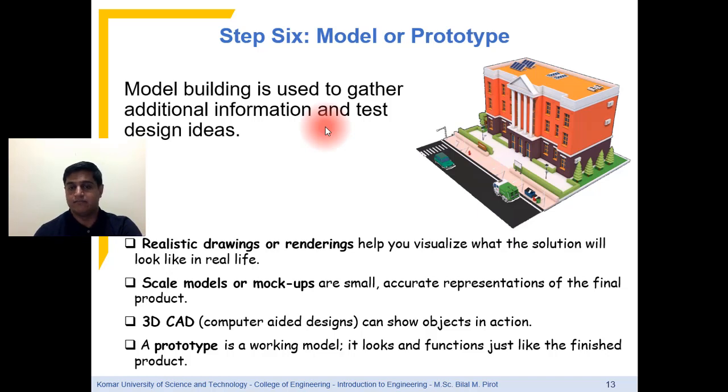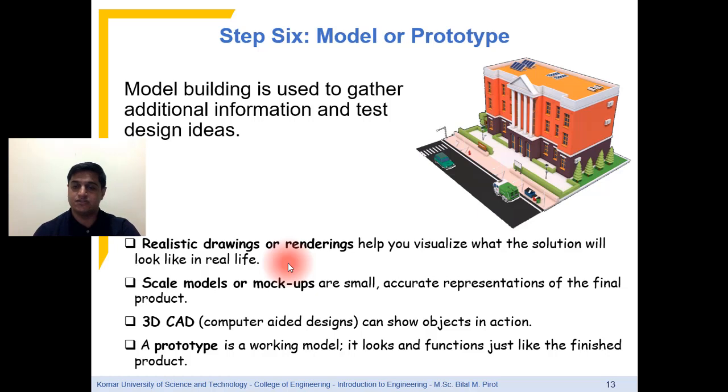Modeling is used to gather additional information and test the design ideas. Sometimes models are used to find the problems that may happen in the future in the real project. So a realistic drawing or rendering helps you visualize what the solution will look like in real life. It gives you an idea about the real project. So this is why equipping engineers with different skills related to modeling is very important.